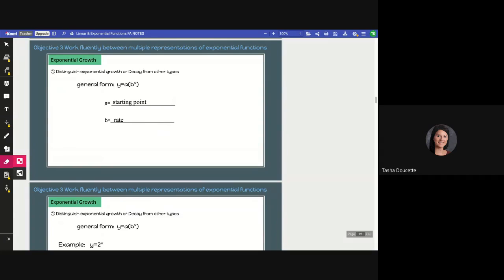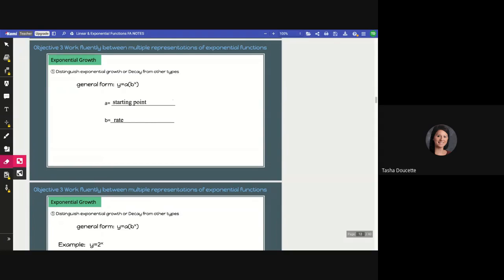Work fluently between multiple representations of exponential functions. And I'm very sorry if I start talking fast. It's just that, again, this is the fourth time I'm recording this. Distinguish exponential growth or decay from other types.